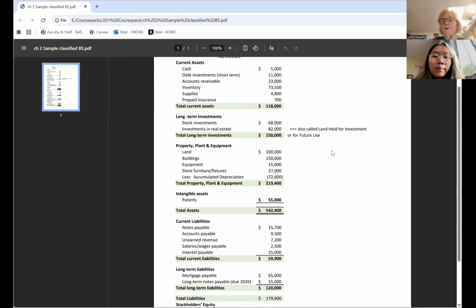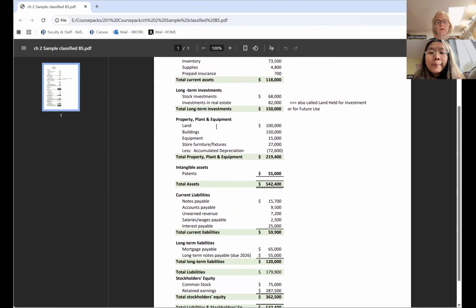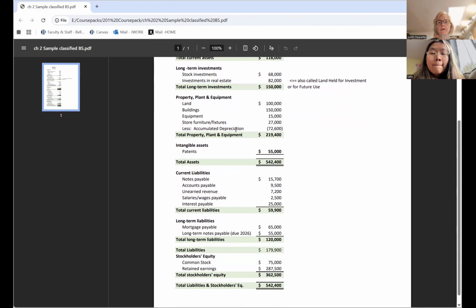Another thing you could have is land held for investment, and real estate is another word for land. And then remember, put accumulated depreciation here as a negative.